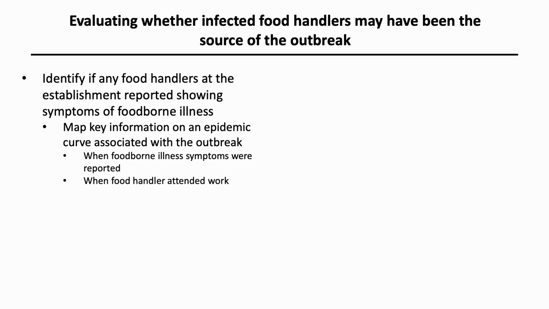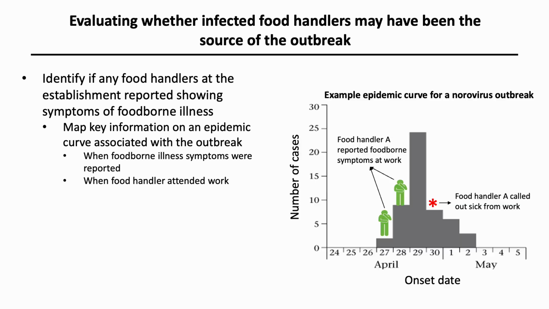If one or more cases of foodborne illness are identified among food handlers or other employees based on record review and interviews, it is important to identify the exact dates on which these individuals reported showing symptoms, when they attended work, and how these dates correlate with estimated exposure dates for people affected by the outbreak. This information can help investigators identify whether the infected food handlers could potentially have been associated with the outbreak.